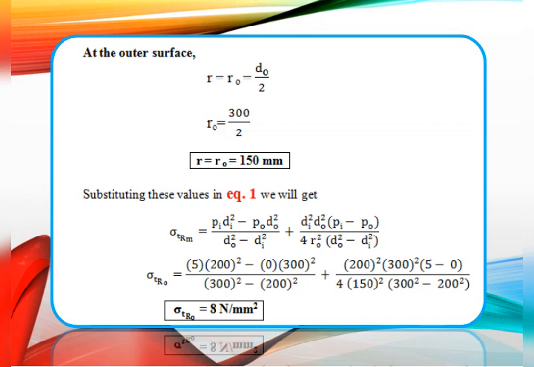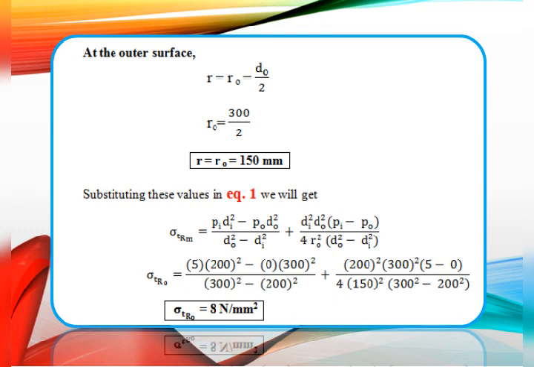Now by substituting this value in equation number 1, before that we must replace the radius in the equation from Ri to R naught. So the equation will become sigma t r naught equal to pi di squared minus p naught d naught squared divided by d naught squared minus di squared, plus di squared into d naught squared into pi minus p naught divided by 4 R naught squared into d naught squared minus di squared.